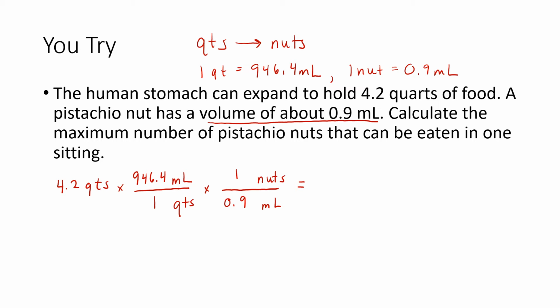So we can see, if we check our cancellations, quarts cancels, milliliters cancel, and we'll be left in number of nuts, which we should get about 4,400 pistachio nuts that can be eaten in one sitting.